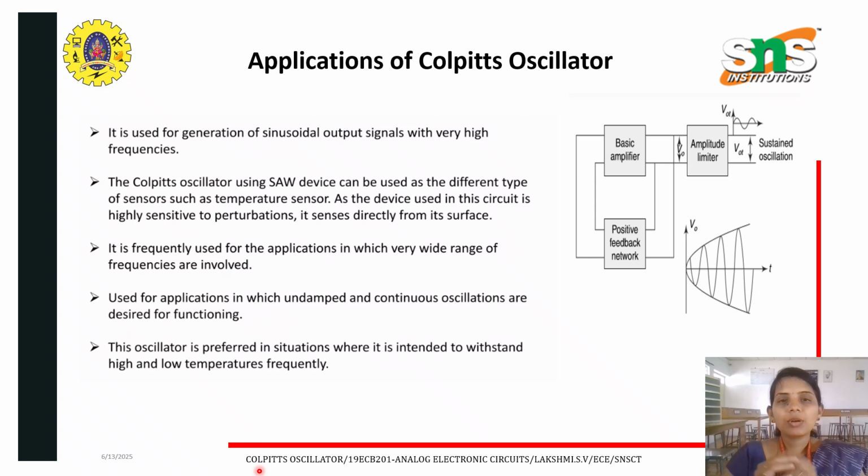Now talking about the applications of Colpitts oscillators. They are widely used for high frequency applications, and they can also be used in different types of sensors like temperature sensors. It mostly produces undamped and continuous oscillation. It can be used in applications which require continuous oscillation, and it can also withstand high and low temperatures frequently. So these are the advantages. Hence, these are used in high frequency applications.